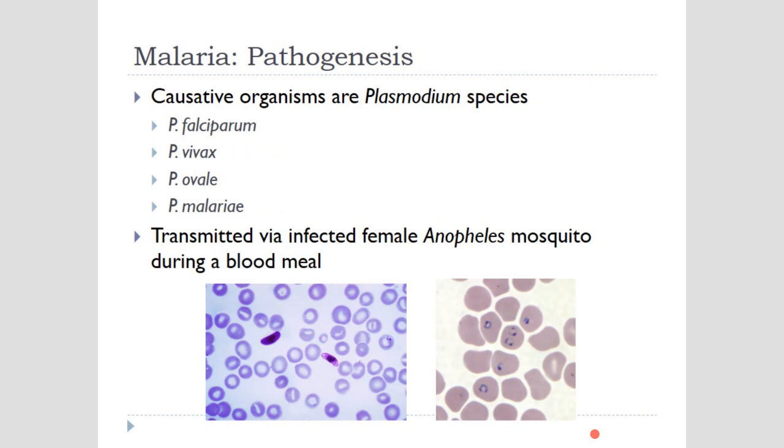Pathogenesis, again, remember the same sequence: the physiology of the microorganism, the epidemiology of that, pathogenesis, clinical features, treatment, and then prevention. So we'll try to stick to the same kind of rubric. Causative organisms are Plasmodium species. So malaria is caused by Plasmodium species. The most important are Falciparum, Vivax, Ovale, and Malariae. One, two, three, four of them are important.